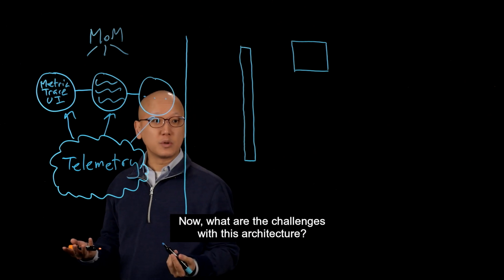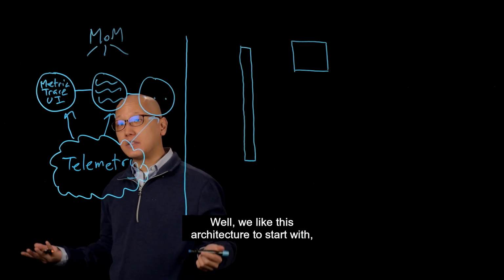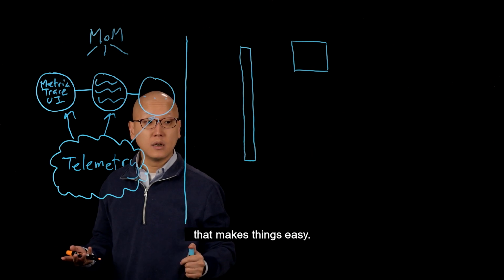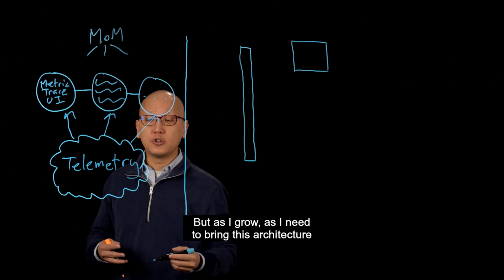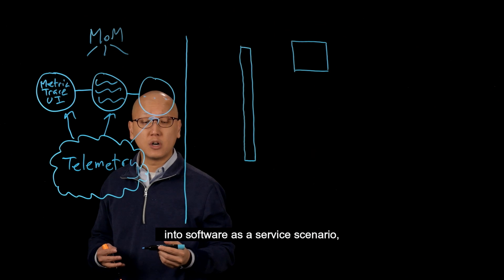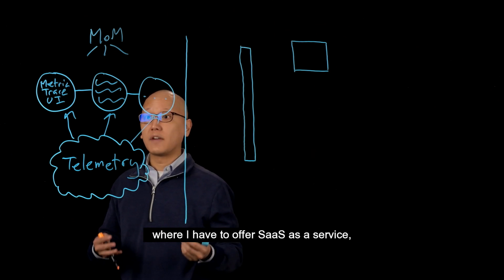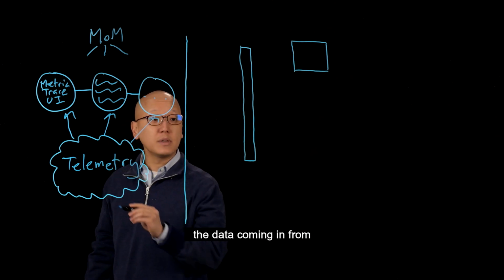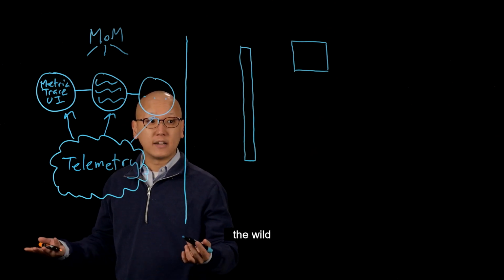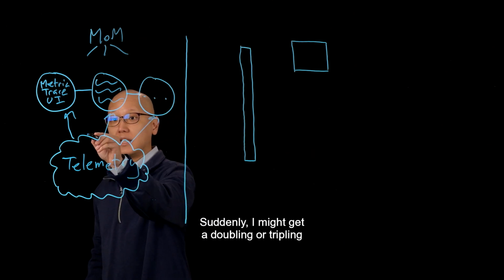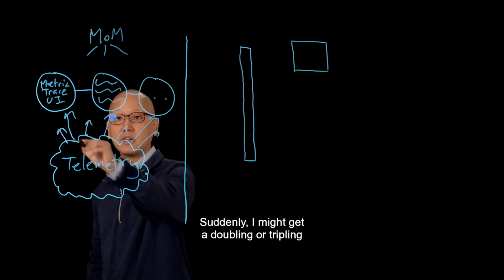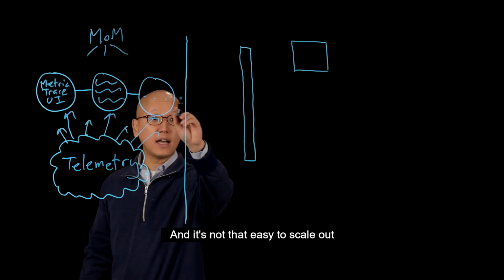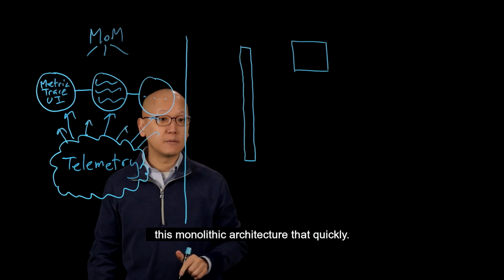Now, what are the challenges with this architecture? Well, we like this architecture to start with because if I'm standing up a single server, that makes things easy. But as I grow, as I need to bring this architecture into a software as a service scenario, where I have to offer SaaS as a service, one of my first big problems is the data coming in from the wild may be bursty. Suddenly, I might get a doubling or tripling of data coming in, and it's not that easy to scale out this monolithic architecture that quickly.